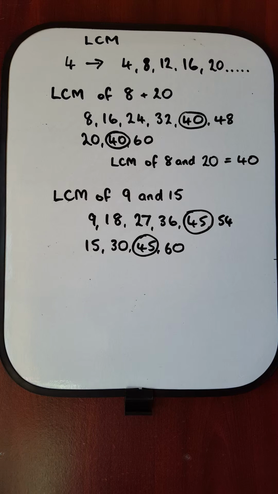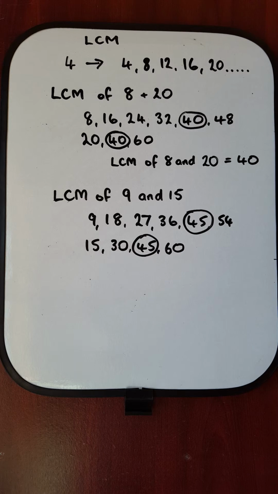Common multiples are the ones that are the same in both lists, and we're looking for the lowest or the least. I don't like them using least. It sounds like if it's least common, it means it doesn't happen very often, doesn't it? I prefer lowest common multiple, but you will see both written down.